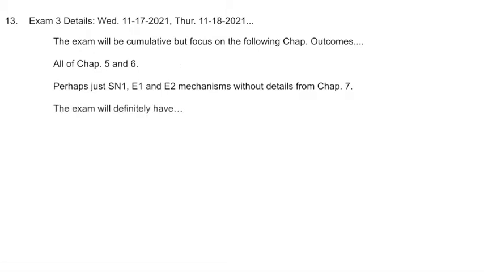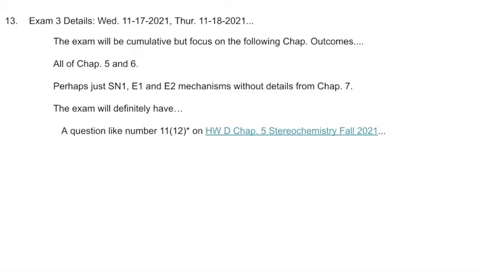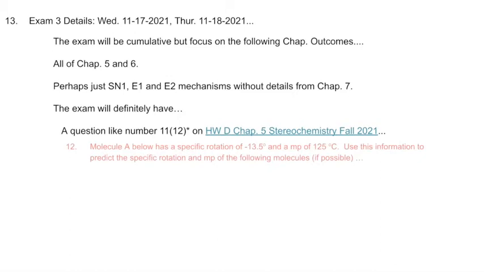The exam will definitely have a question like number 11, 12 on homework D, chapter 5. The reason why I say it's number 11, 12 is because I recently added a new number 1 question to homework 5, a Stereochem-containing nomenclature question. So if you downloaded homework 5 last week, the question I'm talking about on the newest version is 12. Your version might be 11. So I have the question here too to make sure you know what I'm talking about.